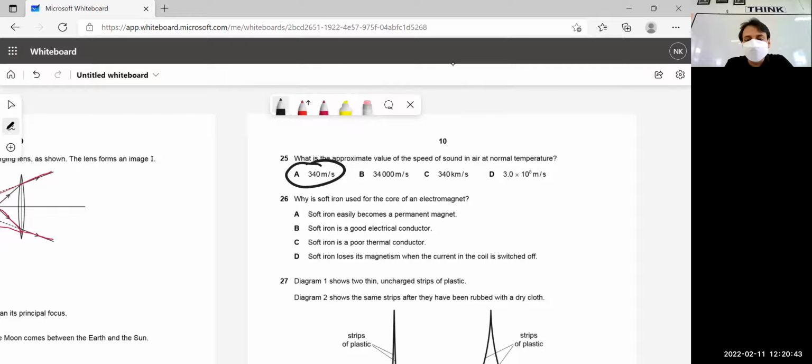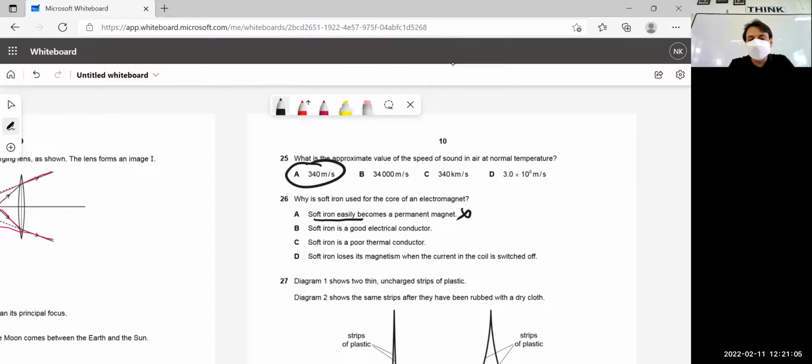Why is soft iron used for the core of an electromagnet? First, you have to remember: electromagnets are temporary magnets, powerful magnets but temporary. Now, as you look at the four options: soft iron easily becomes a permanent magnet? No. Electromagnet is a temporary magnet.